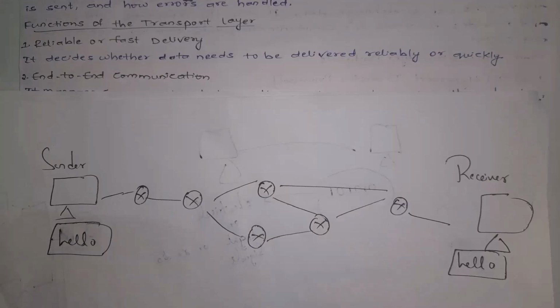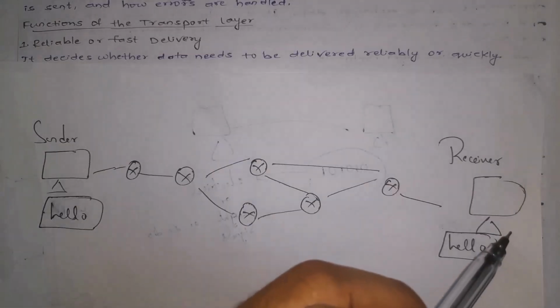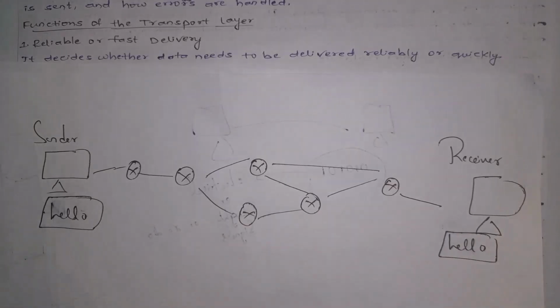Thus, whatever data is sent by the sender, the same data will reach the receiver. If the sender sends hello, the receiver also receives hello. So data reaches the receiver without any errors because of the transport layer. And the next one is flow control. Flow control means the speed at which the receiver can receive data. Only at that speed will the sender send data. This is the meaning of flow control.